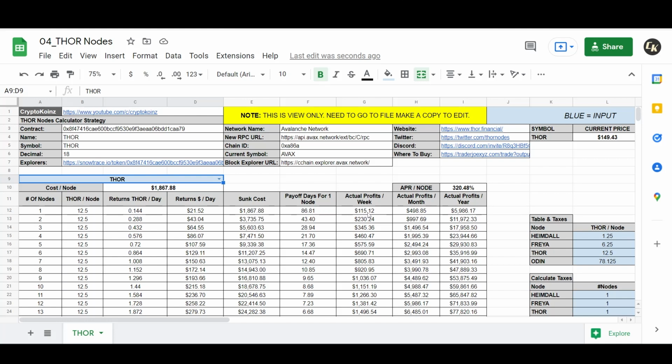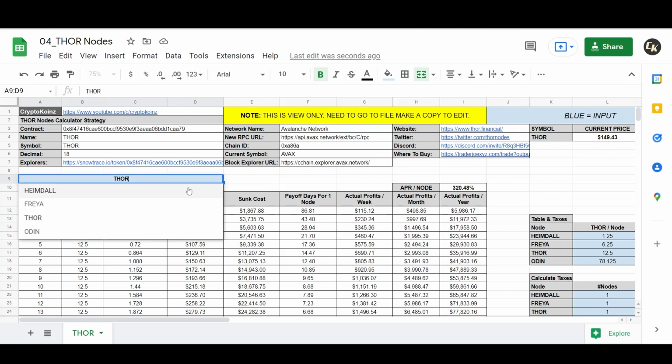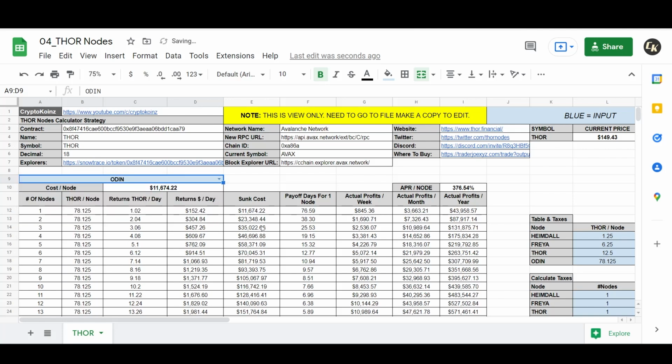the year is $115 per week, $498 per month, and $5,986 per year. And lastly, we can go to Odin. Odin pays a 376.54% return on your investment.